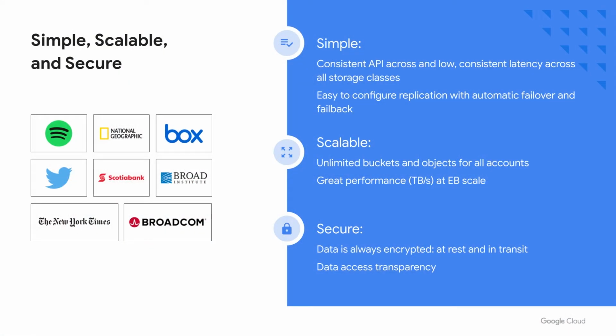Let's look at the three core pillars that we think about in any object store, and especially when we think about cloud storage. Simple, scalable, and secure come to mind. Simplicity is something that we constantly strive for our customers. Providing a consistent API and low latency across storage classes is a key differentiator for us. At the same time, easy to configure replication with automatic failover or failback really sets us apart from our competition. We really want to make that process quite simple for our customers.